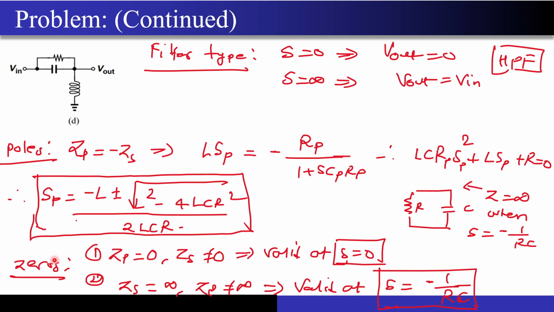Now let's try to see the values of zeros. To find the values of zeros, again we have to enforce the same conditions. When you have Zp equal to 0, can Zp become equal to 0?